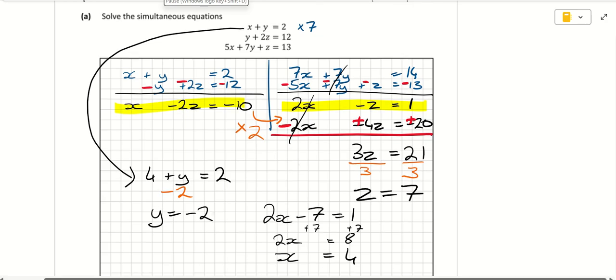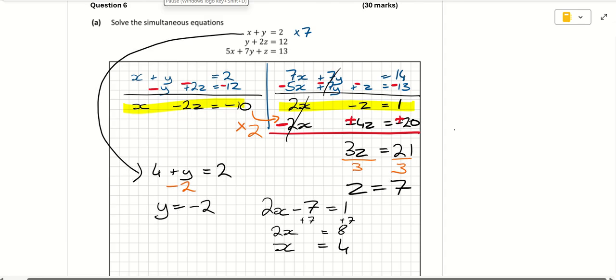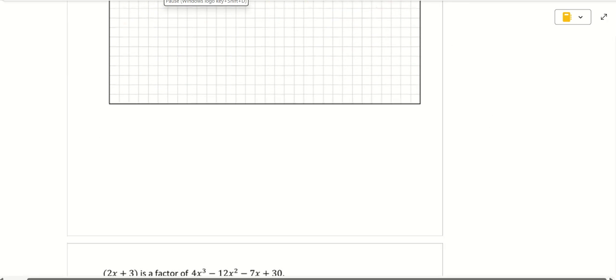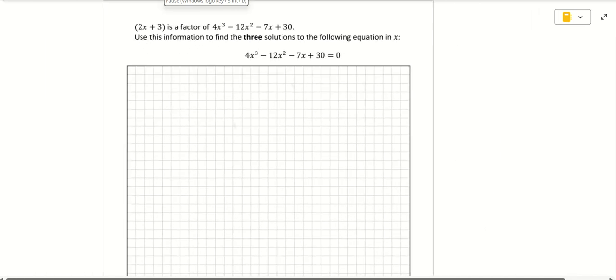Okay, maybe not the nicest layout ever, but you see, you knock out one variable and then just work with the others. So our final point is, because it's a 3D plane, although that's kind of beyond leaving cert, our point is 4, minus 2, 7. That's our x, y, z. Okay, those can take a while, so all good. Right, 2x plus 3 is a factor.